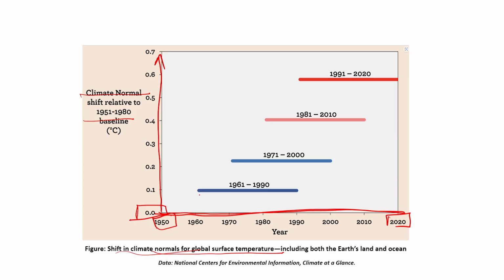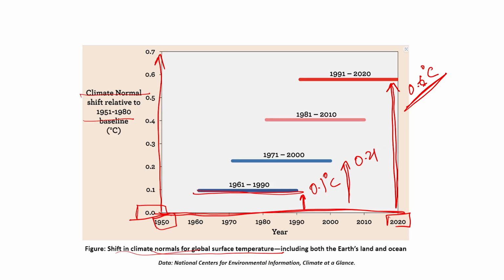If you see 1961 to 1990, over these 30 years there is an increase of 0.1 degree Celsius, correct. Then it has increased by 0.21, and now in 2020 the temperature has increased by 0.6 degree Celsius. In an American lifespan, in the lifespan of a person, the earth's temperature increases by 2 degrees Fahrenheit.